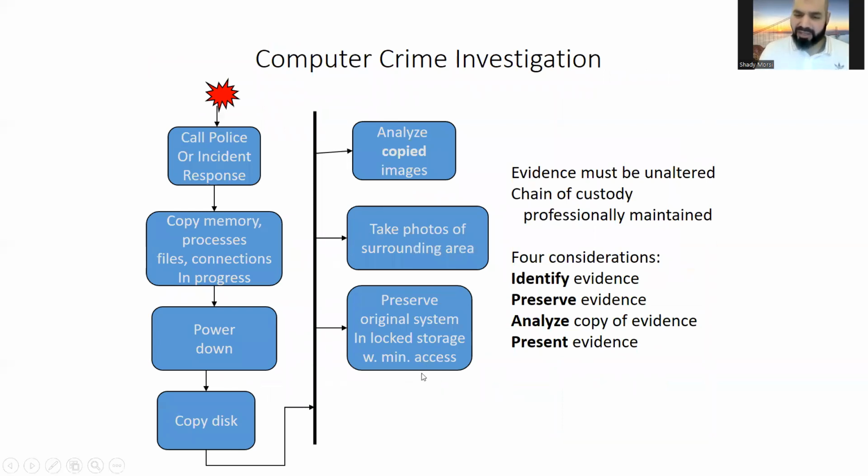Let me just quickly, before we take a break, talk a little bit about digital forensics. Just give me one second because I need to connect my charger. Okay, sorry about that, guys.